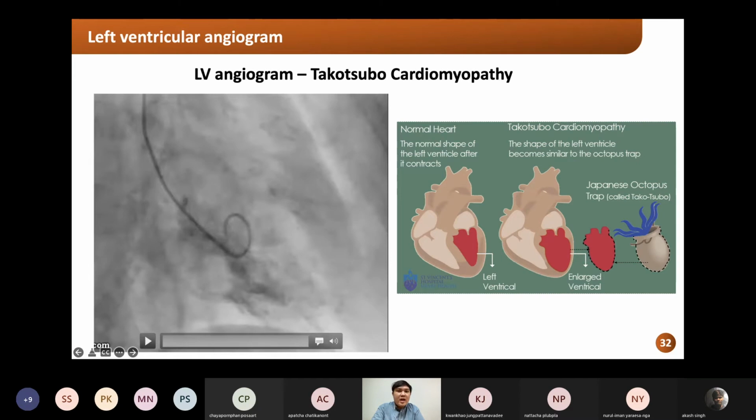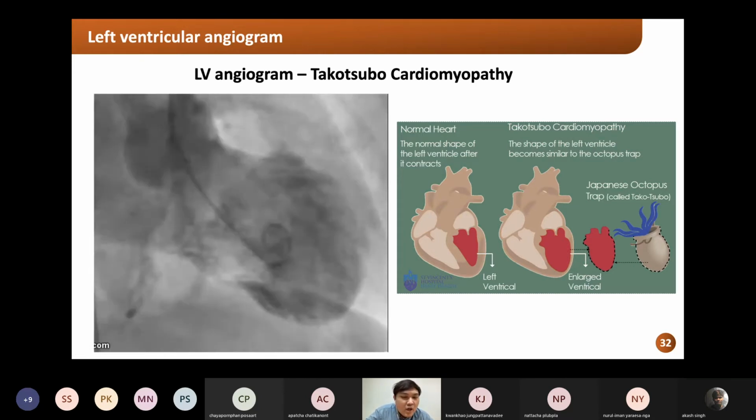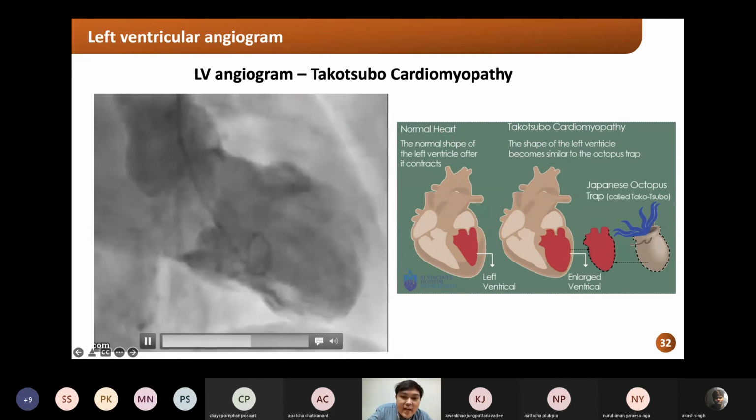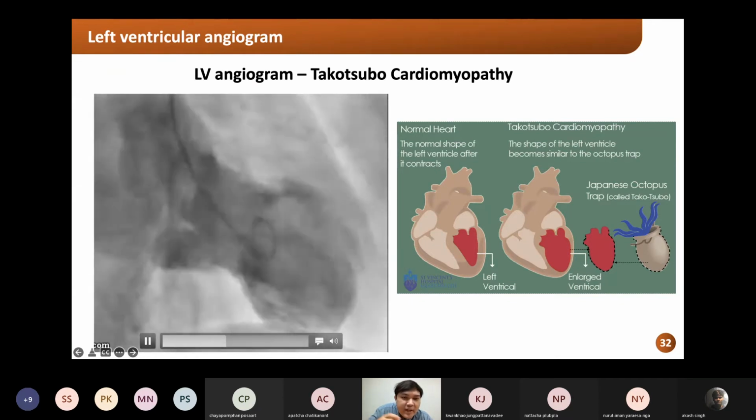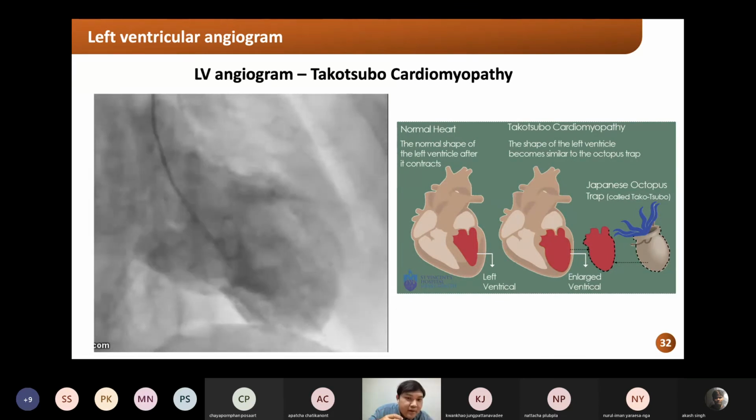All right, and here is the LV-gram that shows the Takotsubo cardiomyopathy. It is one of the cardiomyopathies that cause LV function to worsen. You will see that the apex doesn't contract at all. Normally, the LV contraction starts at the apex and goes to the base, right? But in this case, only the base squeezes to pump blood out to the circulatory system.